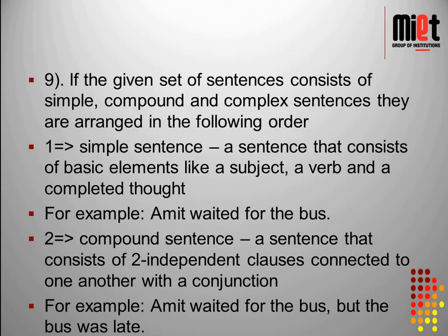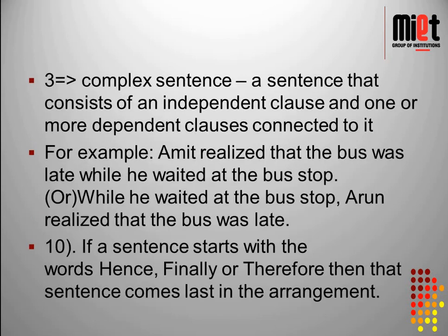Next, the compound sentence, a sentence that consists of two independent clauses connected to one another with a conjunction. For example, Amit waited for the bus but the bus was late. Next, we place the complex sentence, a sentence that consists of an independent clause and one or more dependent clauses connected to it. For example, Amit realized that the bus was late while he waited at the bus stop, or while he waited at the bus stop, Amit realized that the bus was late.